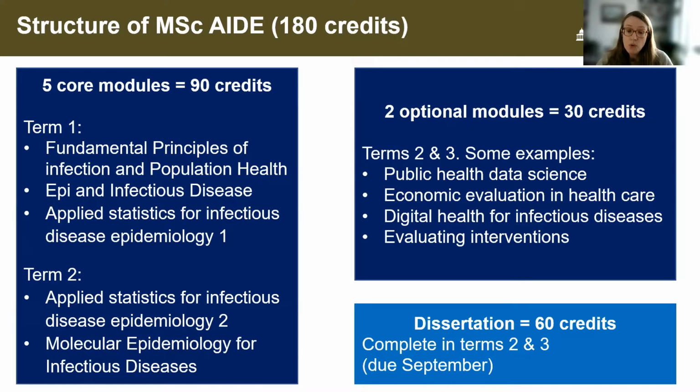And then there are 2 optional modules, and there's a full list of these on the website, but there are some examples on this slide, which include public health data science, economic evaluation in healthcare, digital health, evaluating interventions, and then the dissertation, which is 60 credits, so that's a third of the MSc, which is completed in terms 2 and 3.